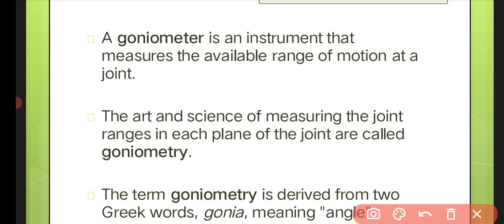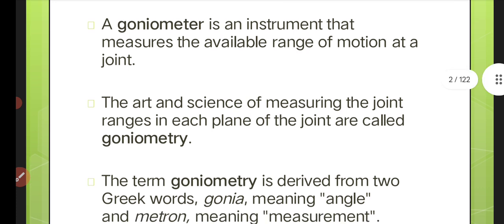Suppose the shoulder joint flexion is about 180 degrees, but in case of frozen shoulder, the joint is restricted. We will know the flexion and abduction range of motion through the goniometer. So what is goniometer? It is an instrument that measures the available range of motion at a particular joint.